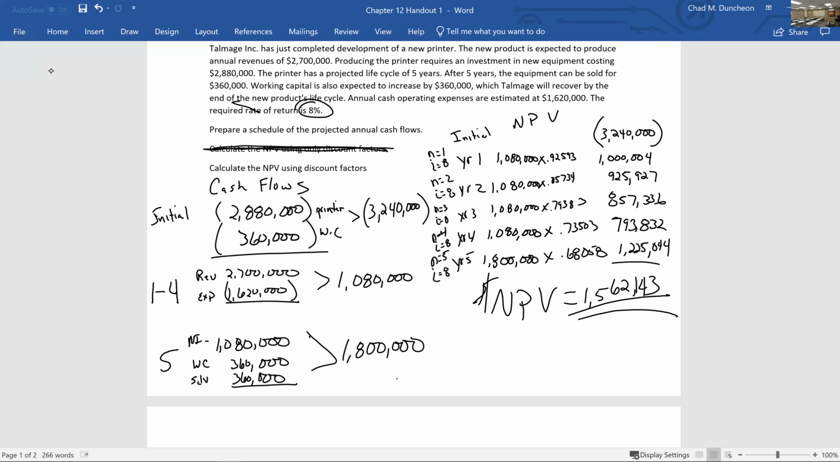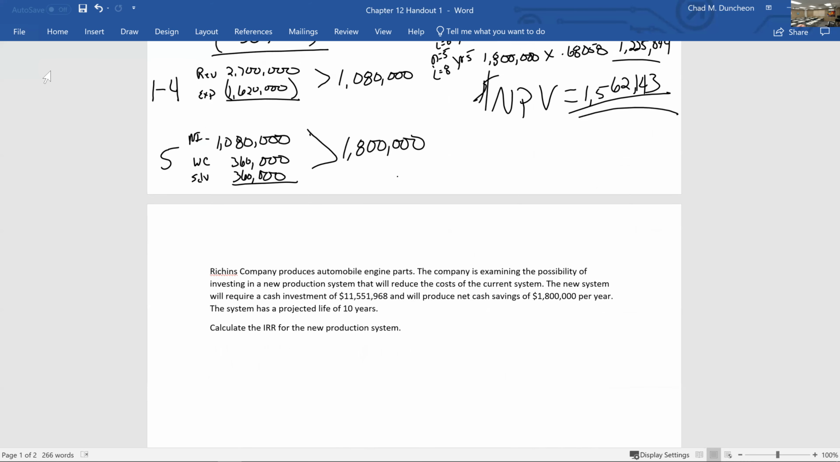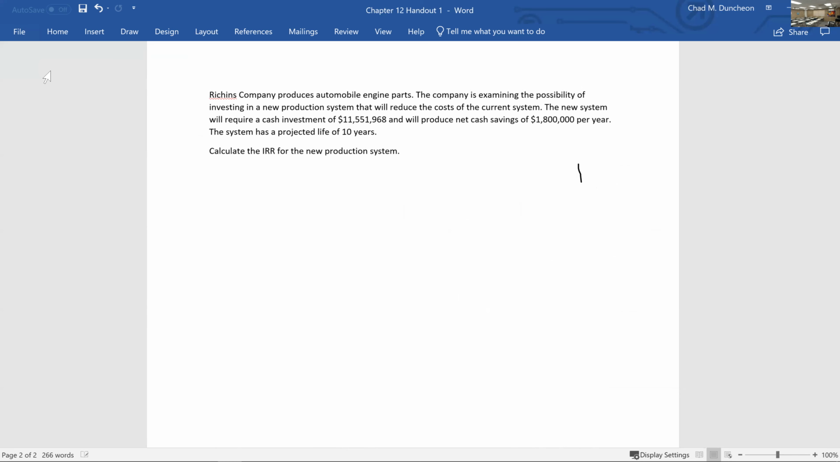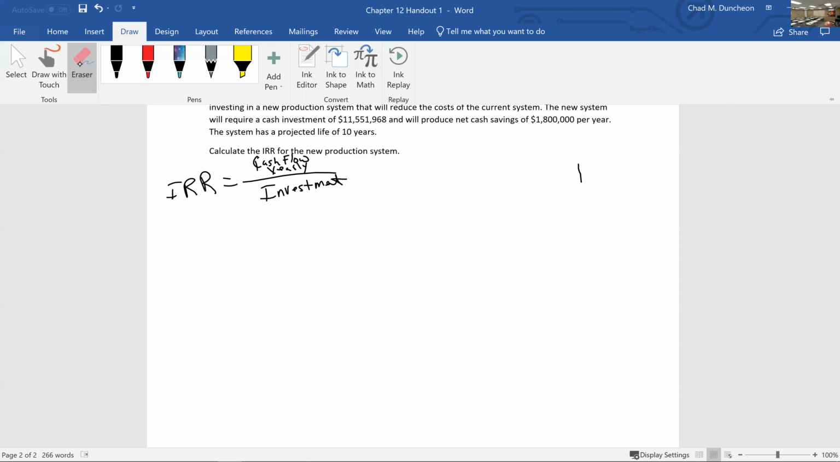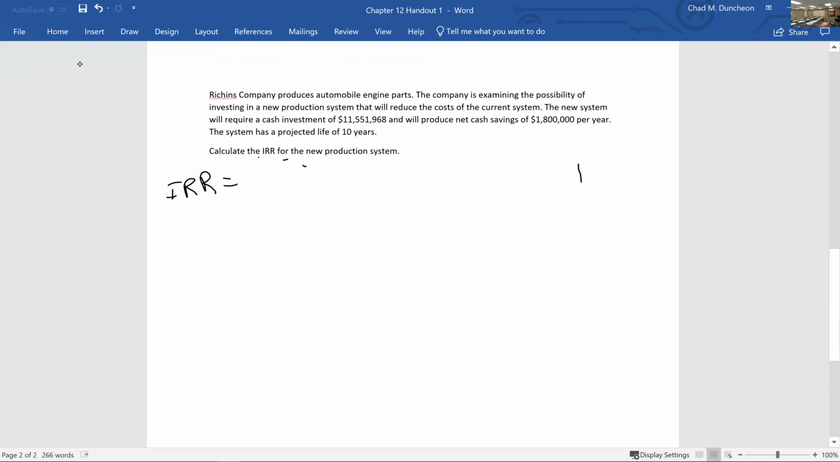All right, our IRR problem. So remember, if we're going to calculate IRR, it is the yearly cash flow when it is uniform. No, it's not. Oh, having a tough day today. Let's erase that.